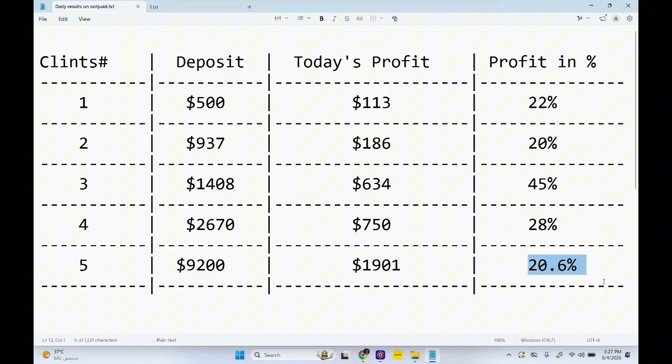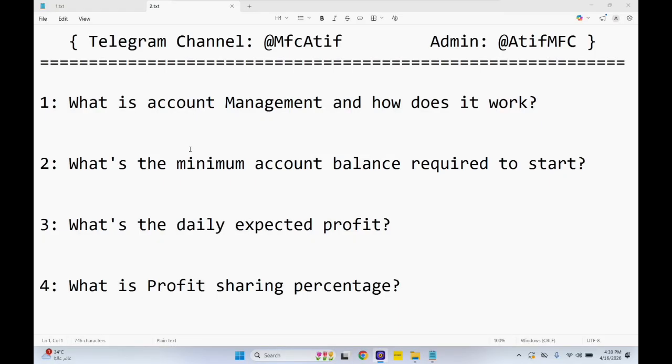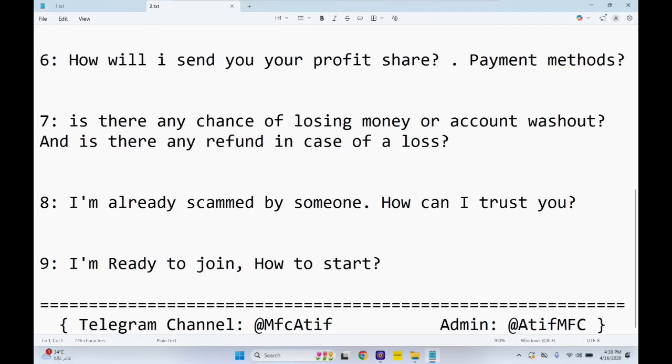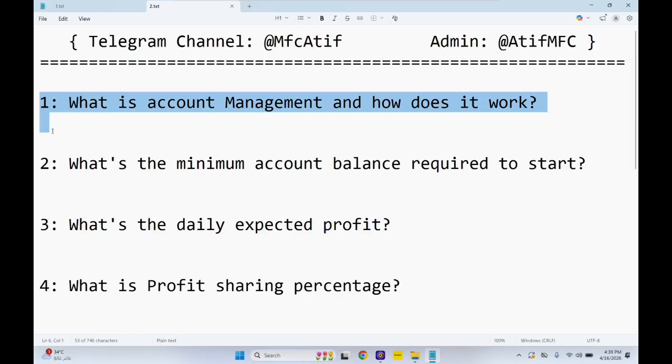So guys, now let's move to the second part of the video and let's discuss some frequently asked questions. So guys, I have written down some frequently asked questions and these are 9 questions. The question number 1 is what is account management and how does it work? This is a very basic question, but there are also some beginners in the channel and they want to know about it.